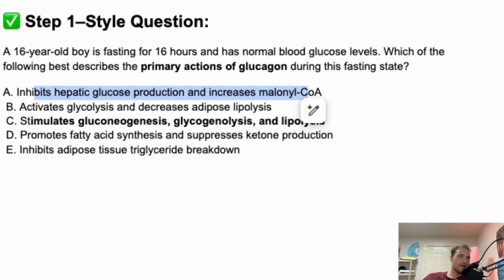So glucagon, fasting mode, right? Tells the liver, make that sugar, gluconeogenesis, glycogenolysis. And then it tells the fat, burn the fat, lipolysis, and decrease malonyl-CoA. And so that's pretty much all there is to know. Just knowing that little tricky thing about malonyl-CoA leads to the increase of beta oxidation and ketogenesis.